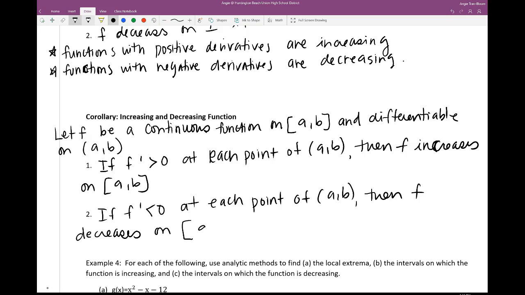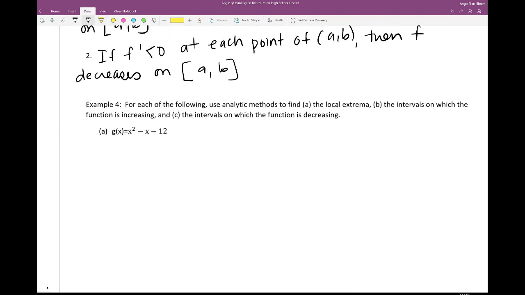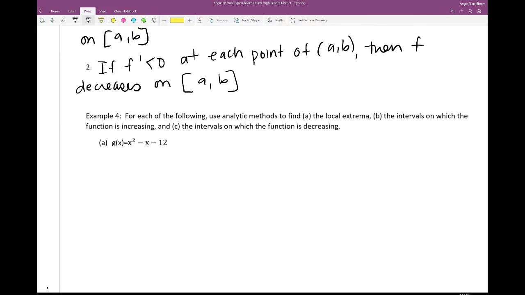Okay, so in plain English, what this is saying is that positive derivatives mean an increasing function. Negative derivatives mean a decreasing function. Okay, and let's put that to use for example 4. Example 4, for each of the following, use analytic methods to find A, the local extrema, B, the intervals on which the function is increasing, and C, the intervals on which the function is decreasing.